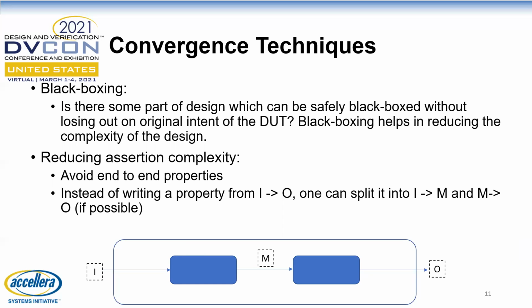Another way of tackling the convergence problem is by reducing assertion complexity. How do we reduce assertion complexity? We can avoid writing an end-to-end property if it is not converging, and split it into smaller properties. So in this given example, instead of writing a property from I to O, we can split it into two properties, checking from I to M and then from M to O. Again, this can only be done if you can actually write an assertion at the point M, so it is subject to certain conditions, but if it is possible, then it will definitely help.